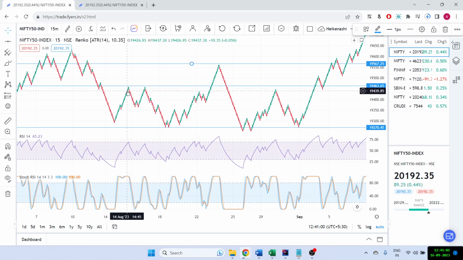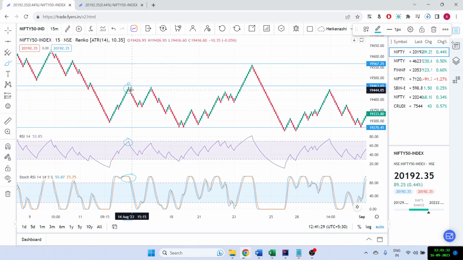Now I'm looking for a short trade here. I'm looking for a short entry here. Why? Because it is at an important level. I want both my RSI and the stochastics RSI to be in the overbought zone. And you can clearly see at this point of time, this was almost above 70 here, and this is obviously above the level, which is 80 in this case. So I can go for a selling trade here. But how will I go for a selling trade? Once I see the red brick.